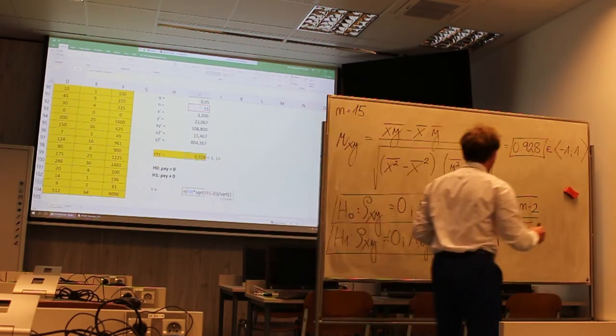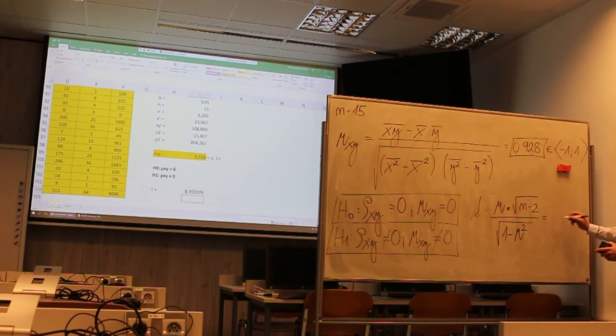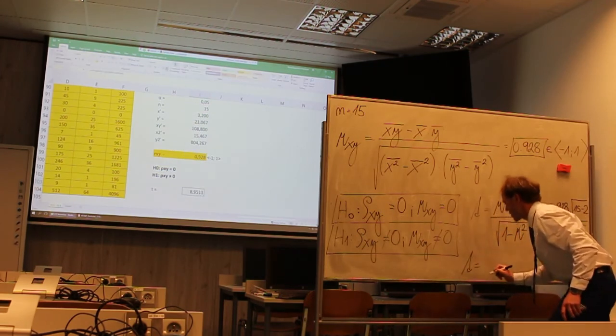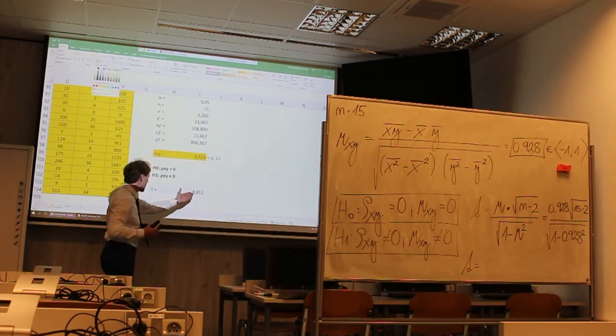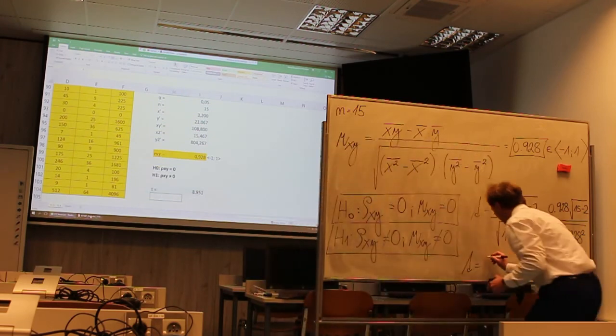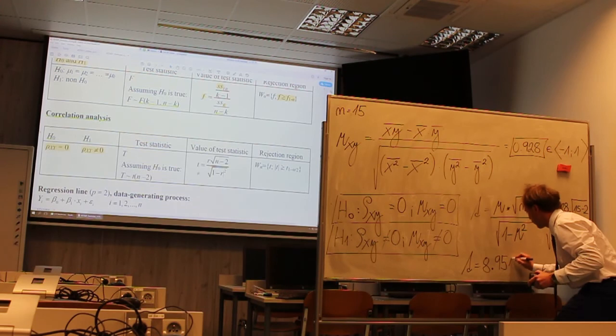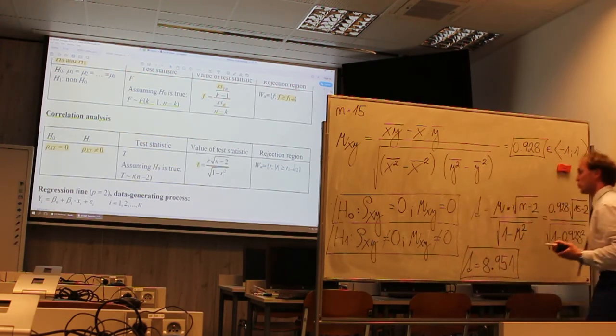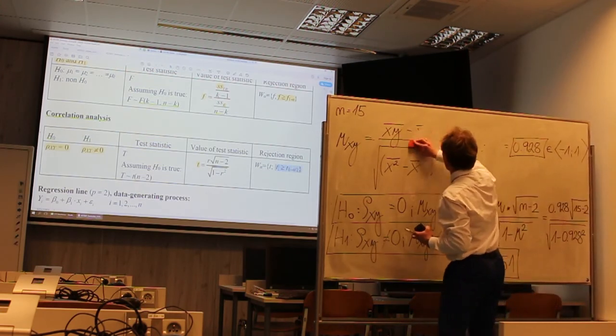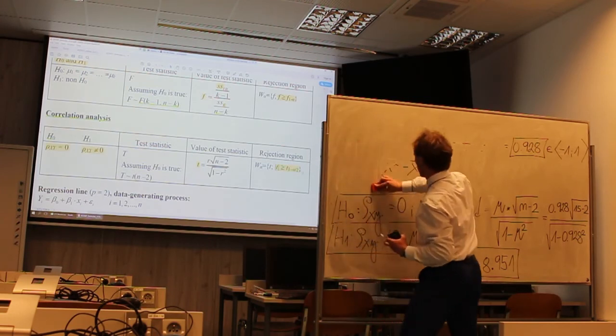So, we will use our values: correlation coefficient 0.928 times the square root of 15 boys minus 2, and this is divided by the square root of 1 minus 0.928 squared, yes? So we will calculate the value of the test statistic t, and the value of the test statistic t is equal to 8.951. Yeah, so this is the value of the student t-statistic.